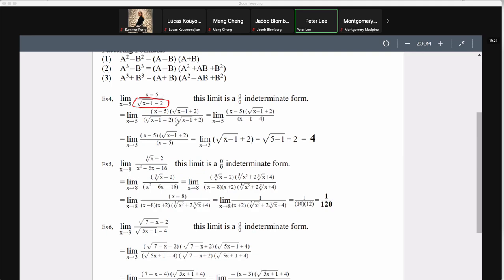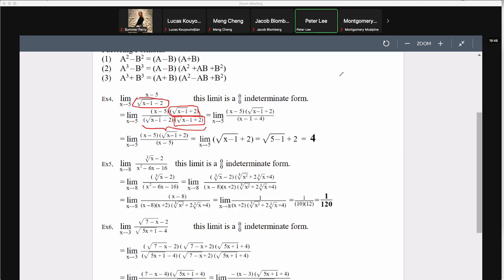In this case, this guy is the conjugate of this other one. So we multiply by this guy, and multiply this one. So what is that? This is A minus B.